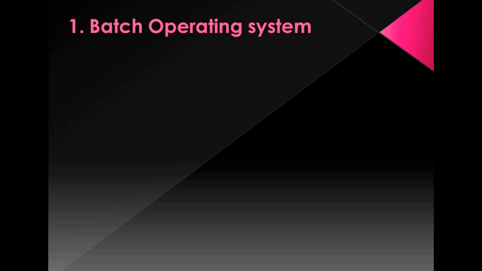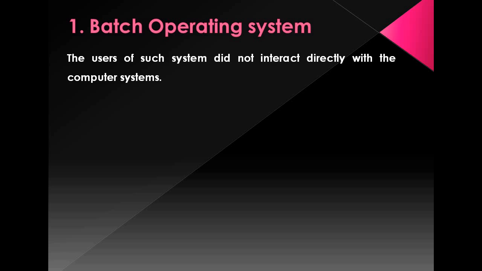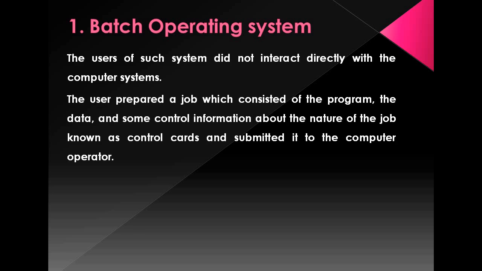The users of such system did not interact directly with the computer system. The users prepared a job which consisted of the program, the data and some control information about the nature of the job and submitted it to the computer operator. The job would usually be in the form of punch cards. At some later time, the output appeared. The output consisted of the result of the program.